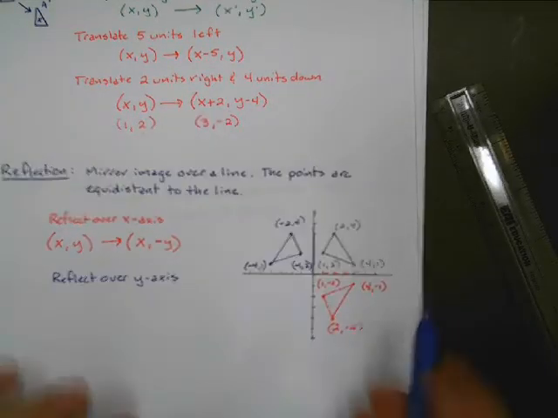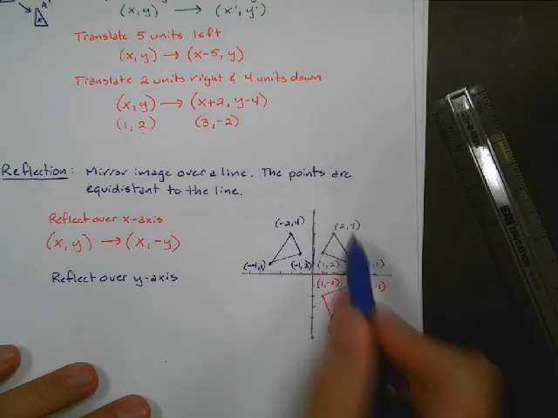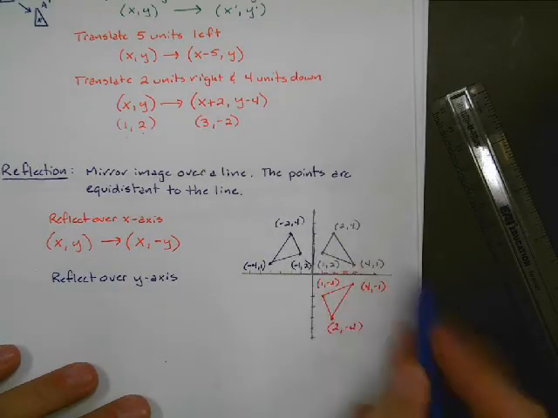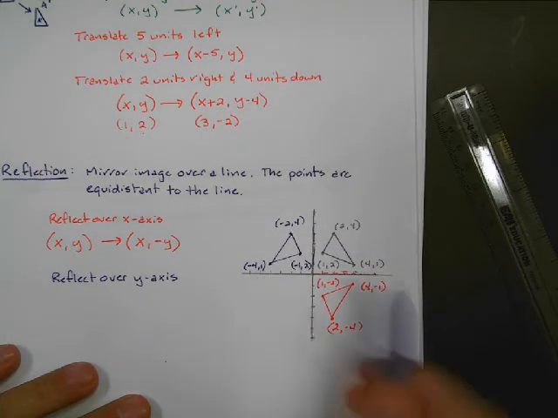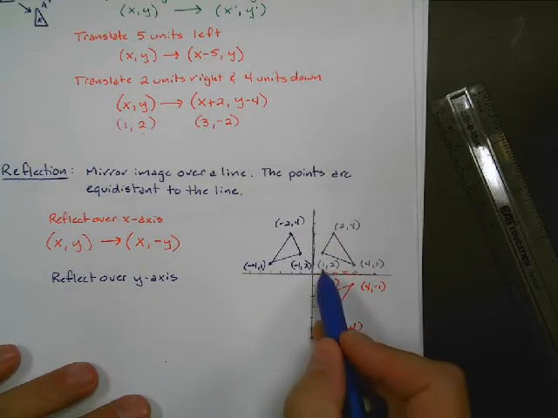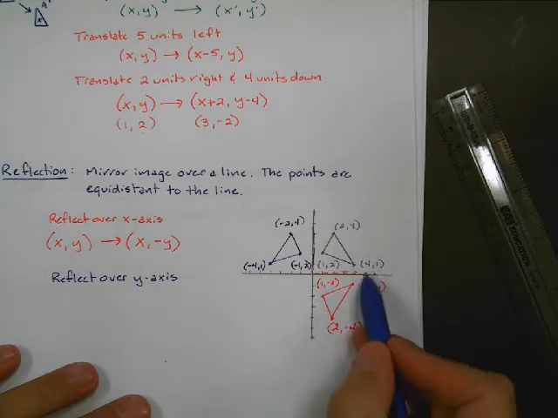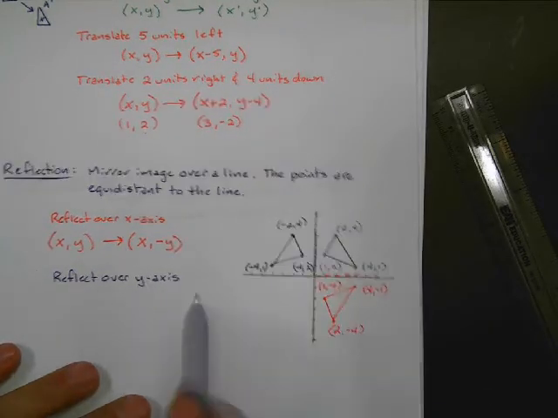Now what we notice here is the x's now have changed the sign, but the y's have stayed the same. So 4 is still 4, 2 is still 2, 1 is still 1. But the x's have changed their sign. This was positive 2, now it's negative 2. This was positive 1, now it's negative 1. This is positive 4, so it's negative 4. So the y's are staying the same this time, but the x's are the ones that are changing.